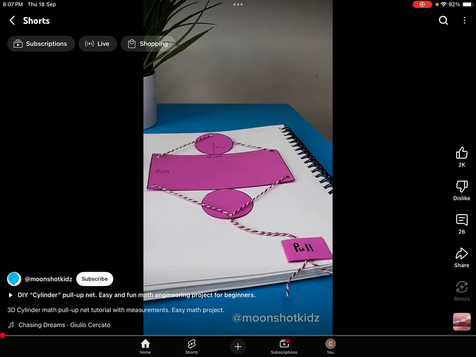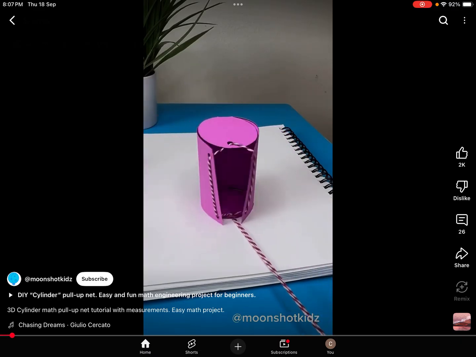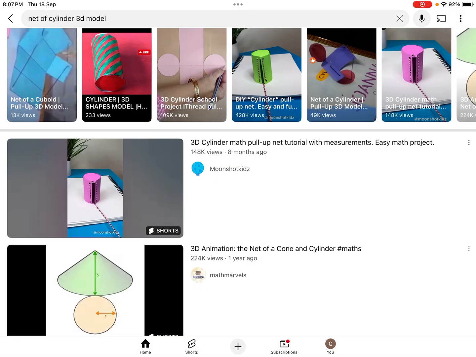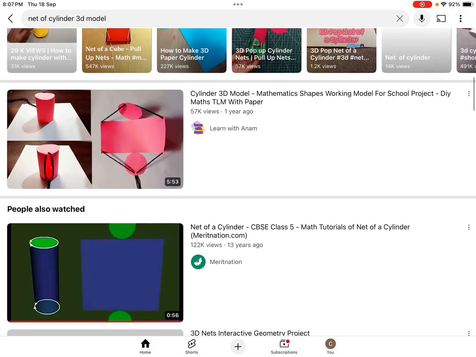Okay, so you notice your center area, the giant rectangle, actually comes up and forms the sides of the cylinder. So when it's this shape, you realize that the length of this rectangle is the circumference of your circle. Okay, let's look for another video that shows this.